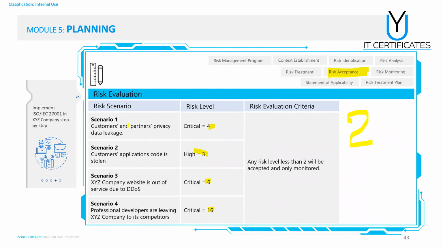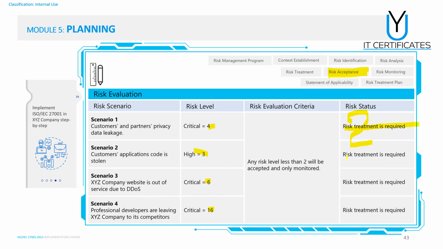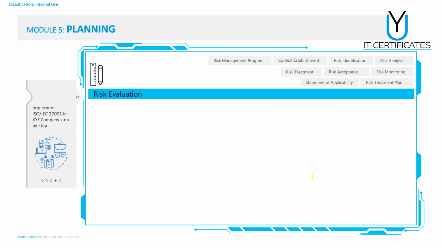Then if the risk level is higher than the risk acceptance level, this means that all these risks should be mitigated. We will not be able to accept any of these risks. We have to mitigate these risks. In XYZ company, we have to mitigate these risks. We have to find an action to minimize the likelihood or minimize the consequences. Here you find that risk treatment is required for all the risks.